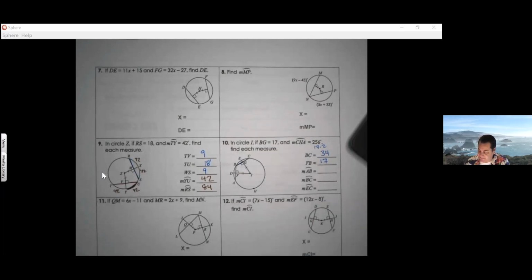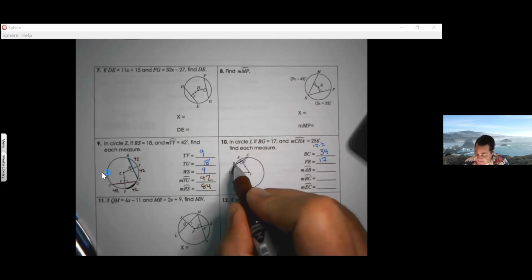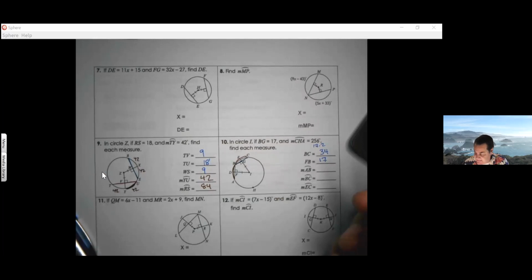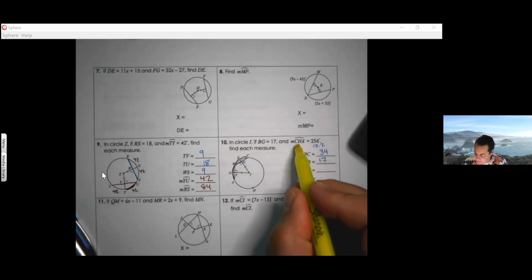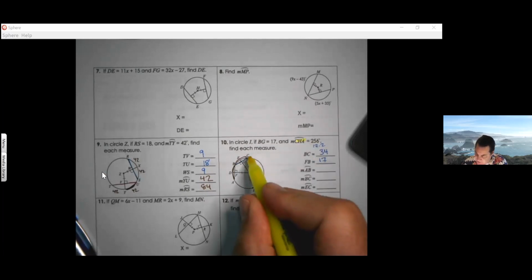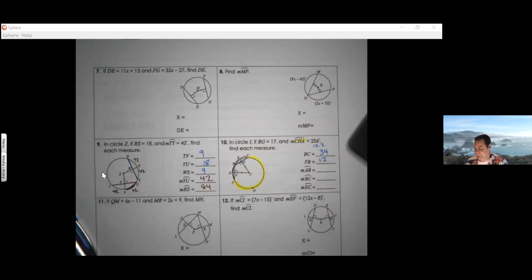But now we're looking at arcs. AB, okay, so that's this whole arc over here. I know that's the same as BC, but I don't have that one either. All they give me is CHA, 3 letters. That means they're giving me a major arc. CHA. So that part's 256.